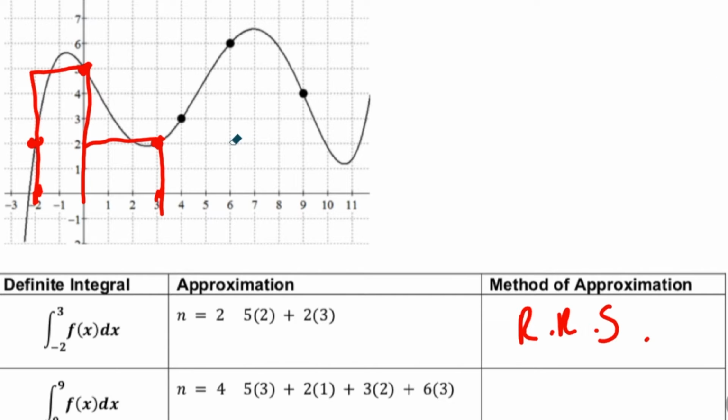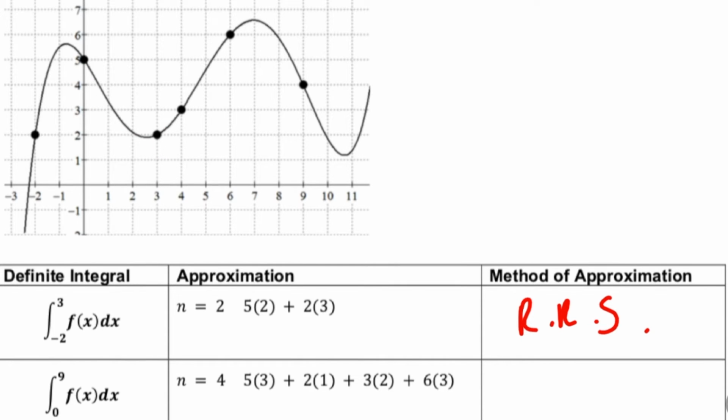The next one says we're going from 0 to 9. Let me erase this stuff here. We're going from 0 to 9. And this says with 4 subintervals. So we're going from 0 here. So we should have 5 dots basically. So here's 4 and 5.